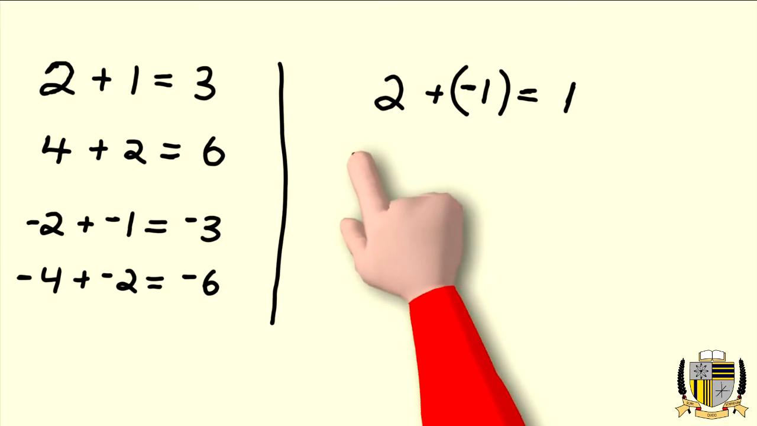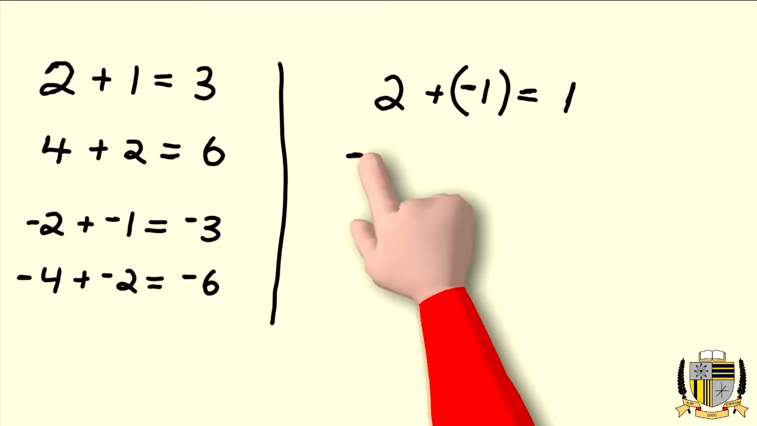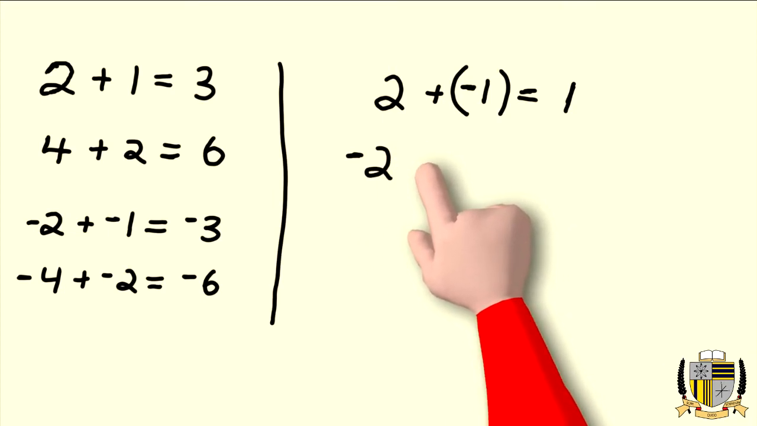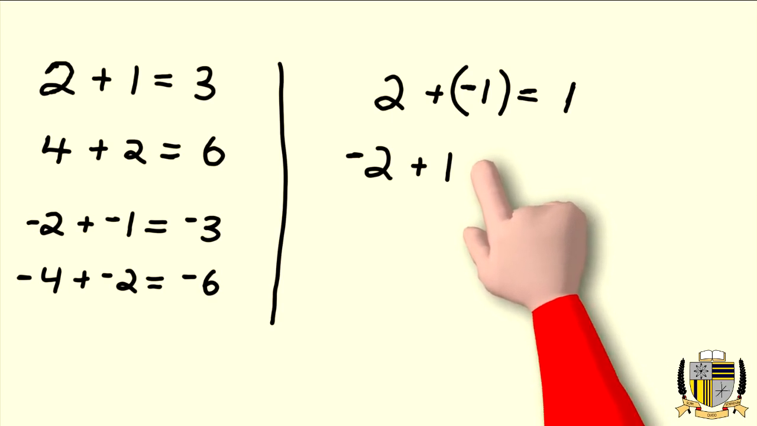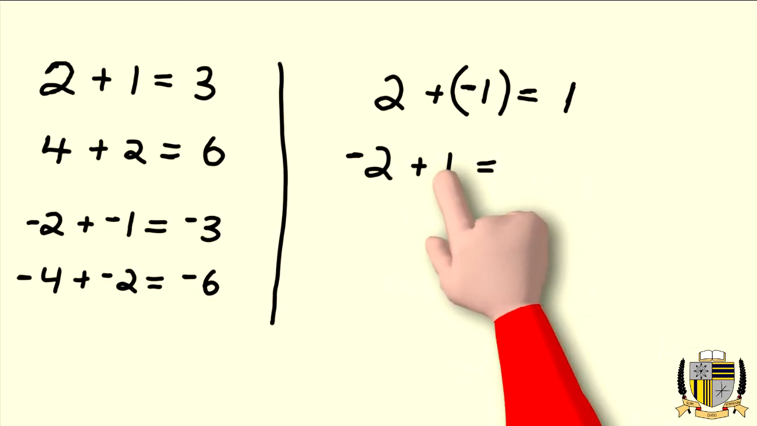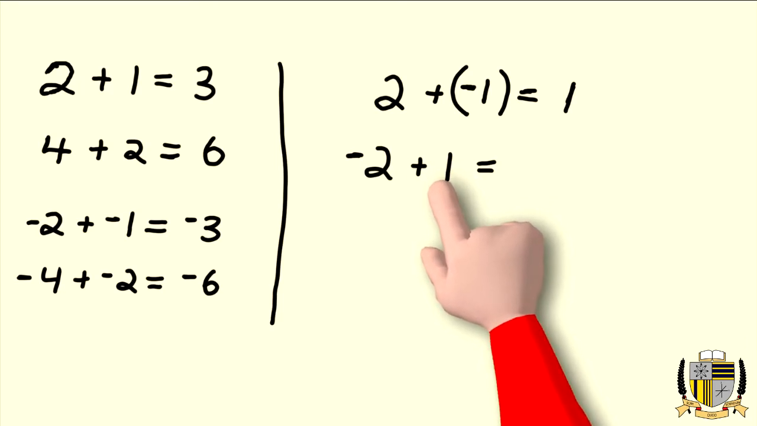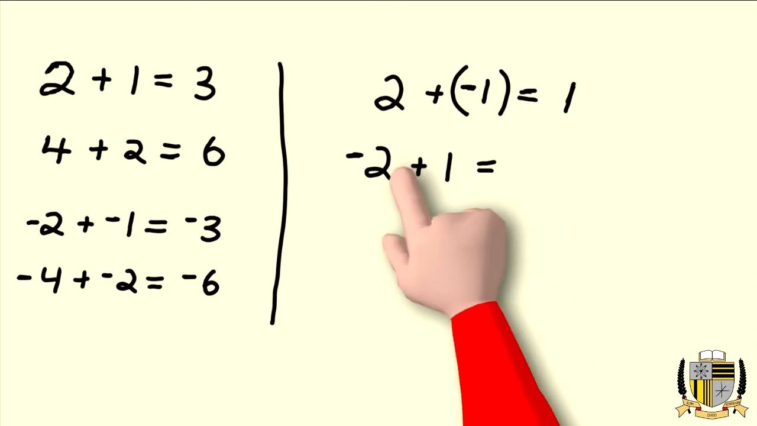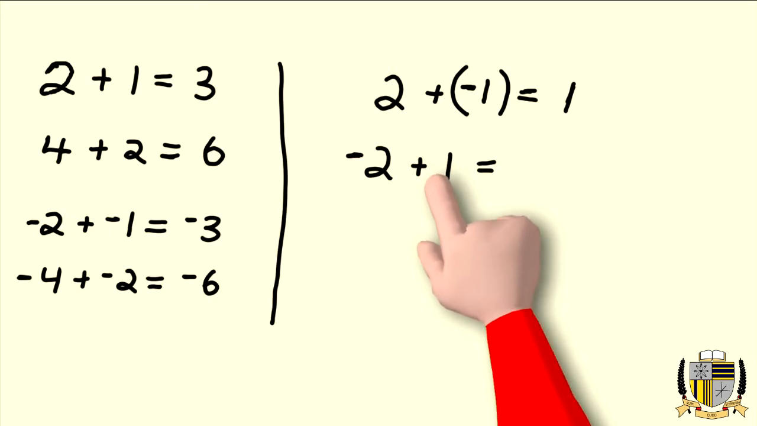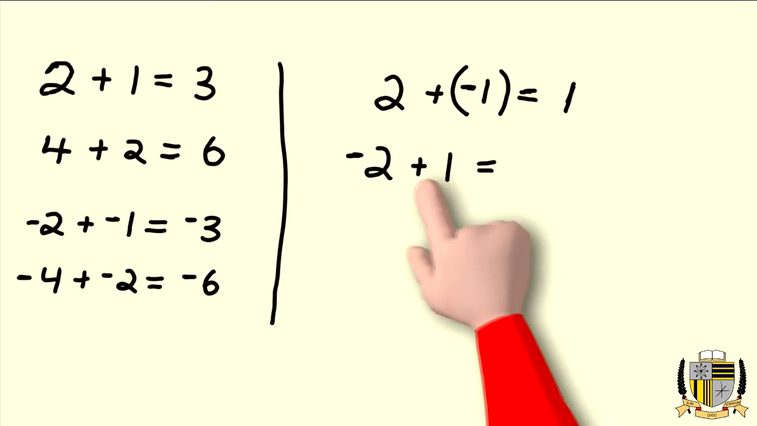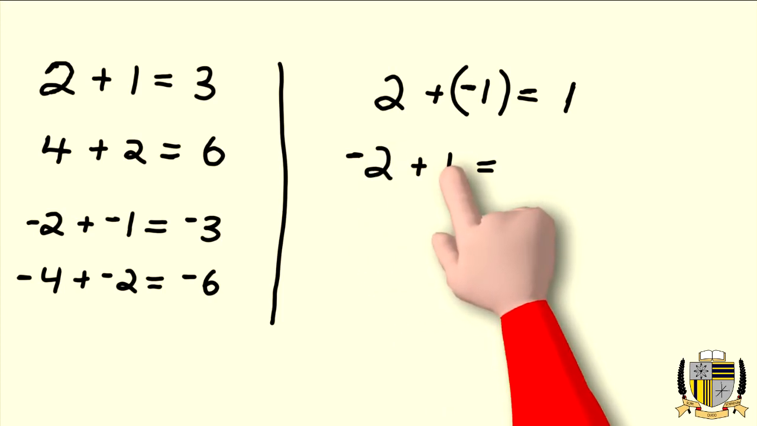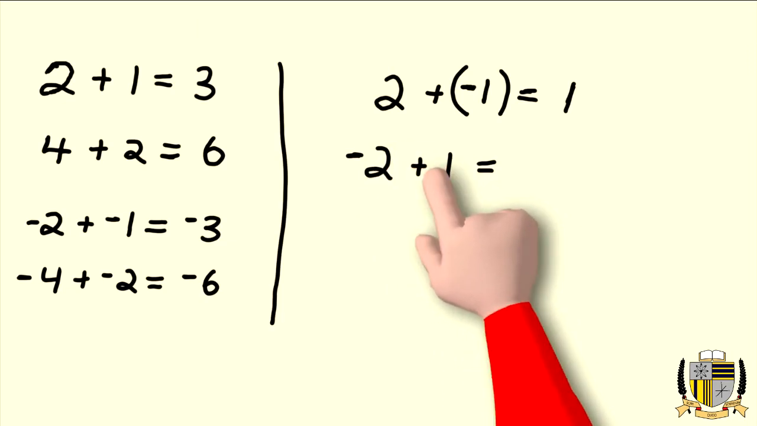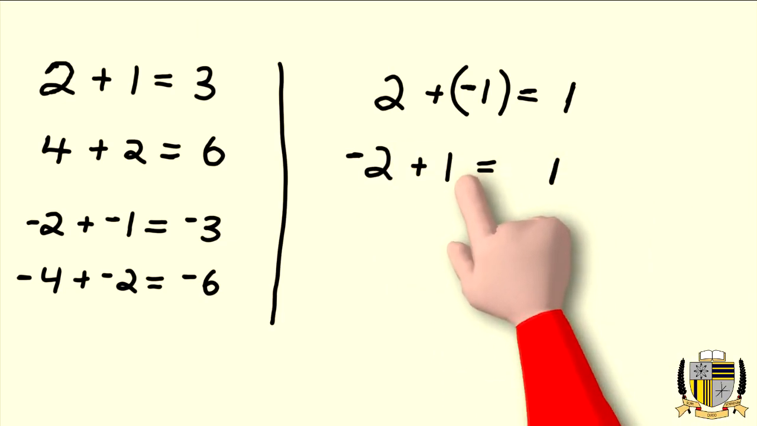Let me use the same numbers again. This time we have a negative 2 plus a 1. So here's an addition of two numbers where the signs aren't the same. So the rule is we're going to find the difference between the numbers. So the difference between just a 2 and a 1. We're not worrying about the signs yet. The difference between 2 and 1 is a 1, right? Because a 2 minus 1 is 1.